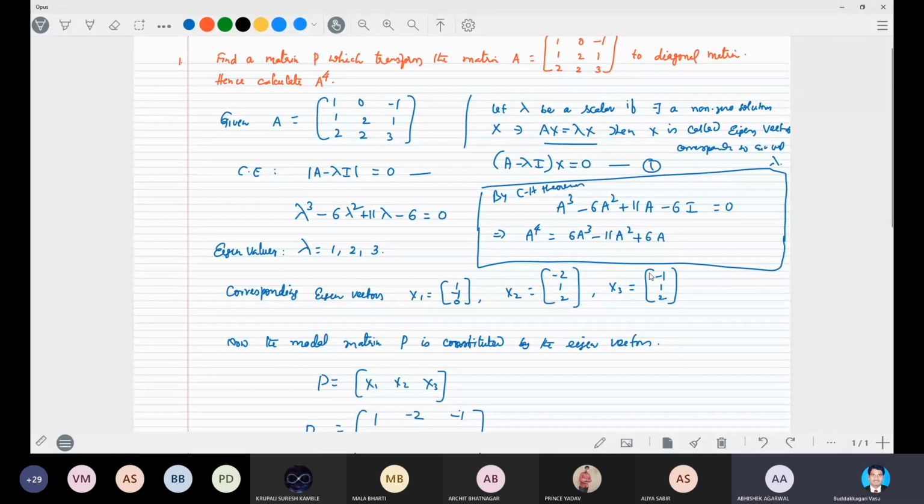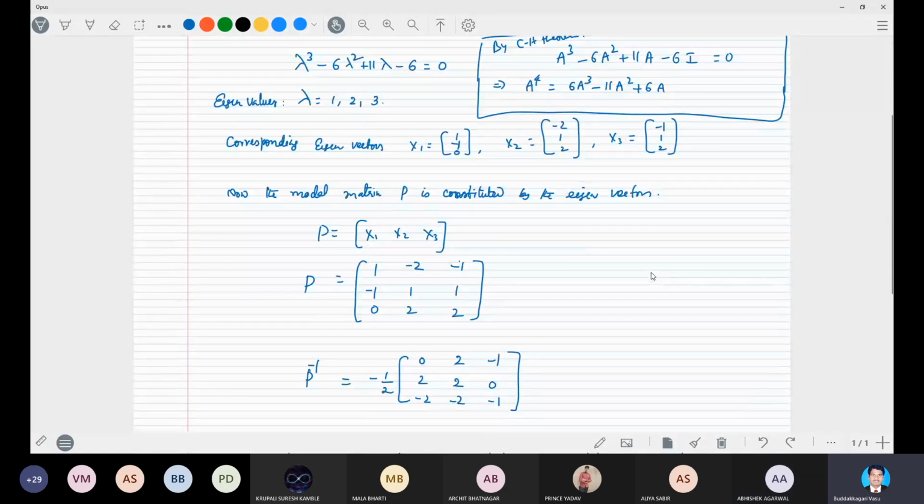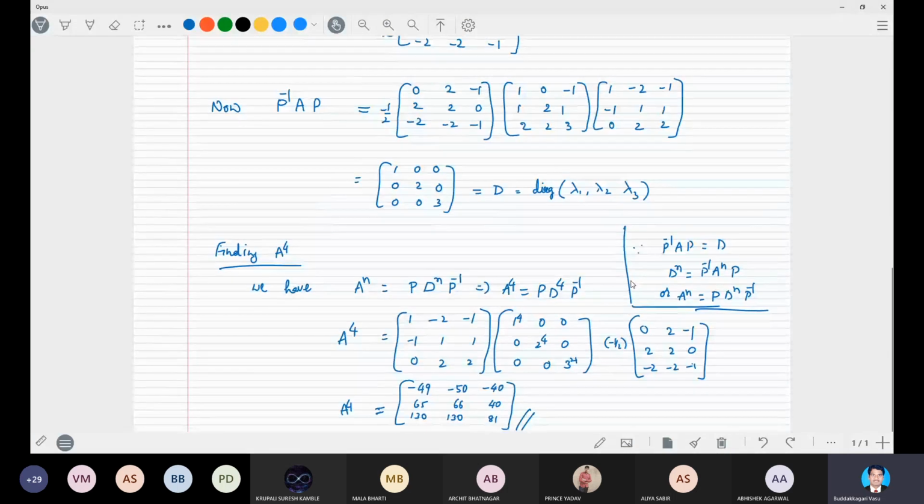But in diagonalization it is not needed, just three matrix multiplications, P into D power n into P inverse. It is very helpful. The diagonalization concept is helpful for finding the power n, and it can also be easily programmed on the computer. Using a computer, we can easily get it. Right?